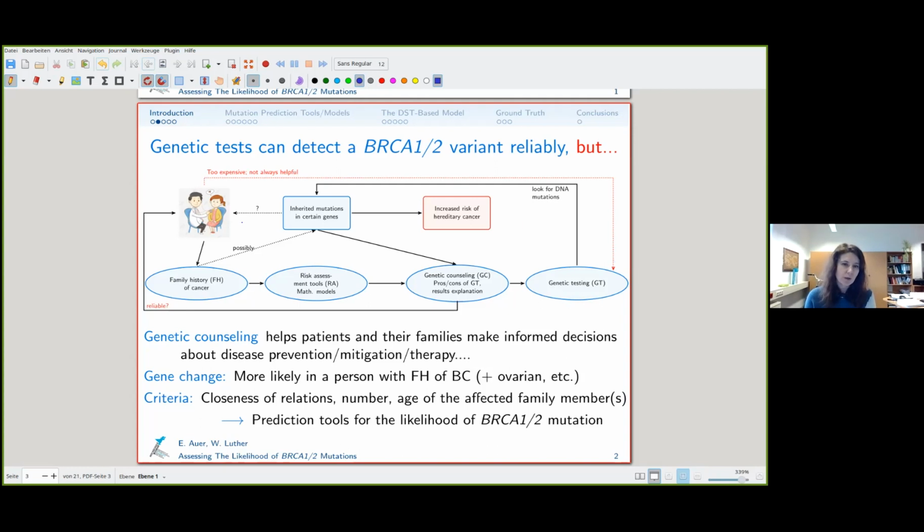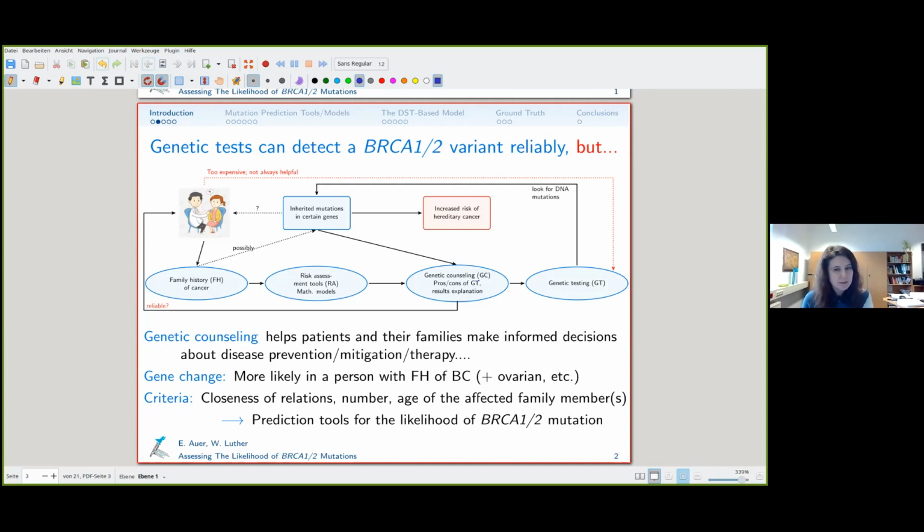If you have a suspicion that you have inherited some mutations in certain genes, it is known that the gene change is more likely in a person with some family history of breast or ovarian cancer. So the doctors first take a look at your family history of cancer and maybe model the mutation probability or your risk of cancer with the help of risk assessment tools, mathematical models. Then, based on the results of this risk assessment, you are referred for genetic counseling, where you discuss the pros and cons of genetic testing.